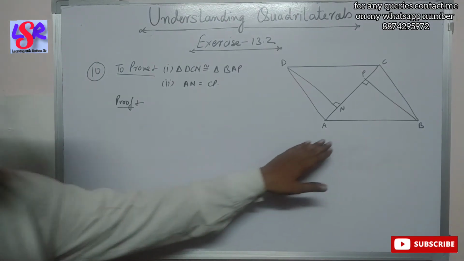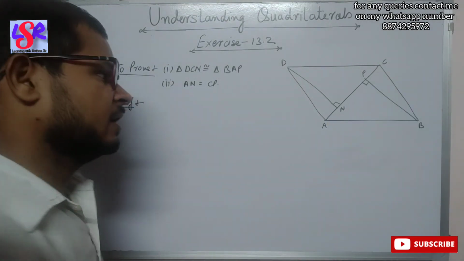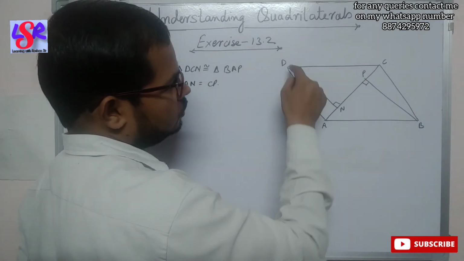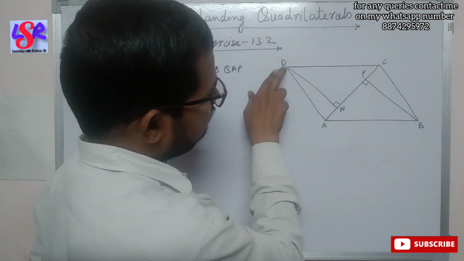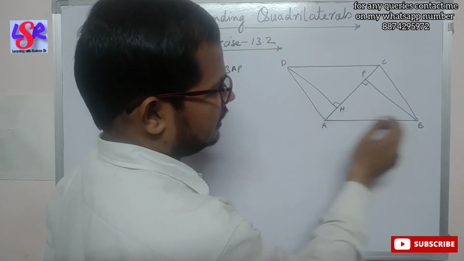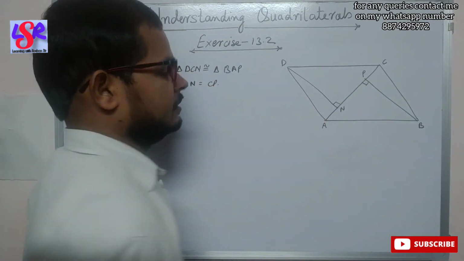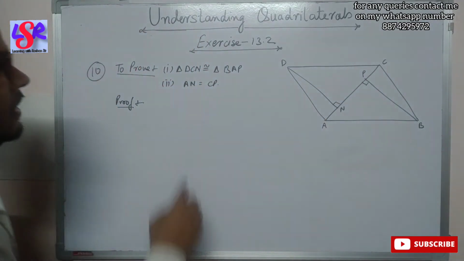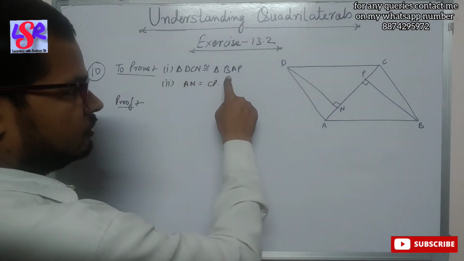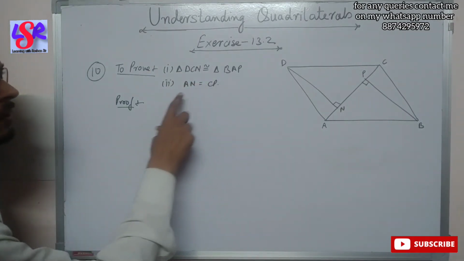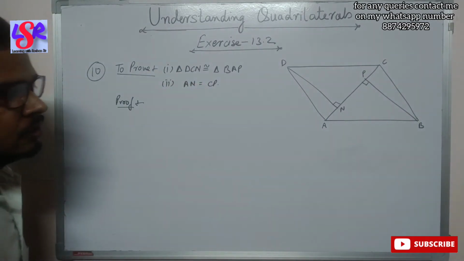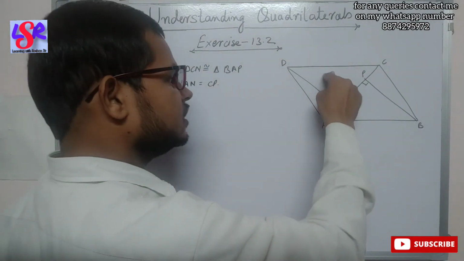Here we have a parallelogram ABCD in which AC is a diagonal, and two perpendiculars have been drawn from D as DN and from B as BP. Now we have to prove that triangle DCN is congruent to triangle BAP and AN equals CP. Very first of all, we are going to prove these two triangles congruent.